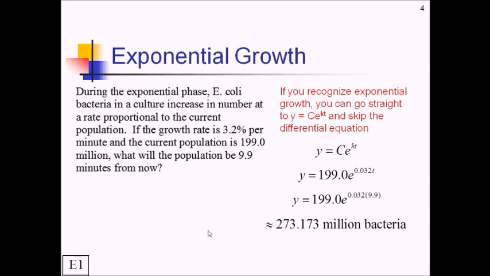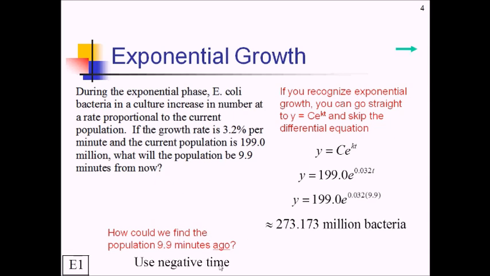Now, just as a follow-up question to this, how could we find the population if they asked for it 9.9 minutes ago? Give that a thought. So how do we do that? If we're going back in time, we need a negative time. So you can go back in time if you just make the t-value negative.